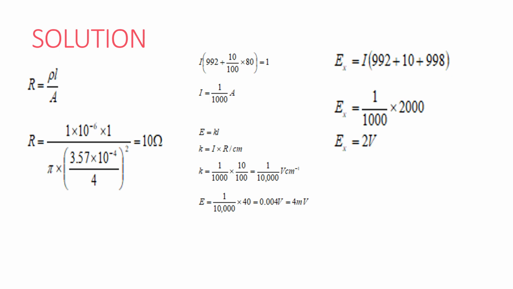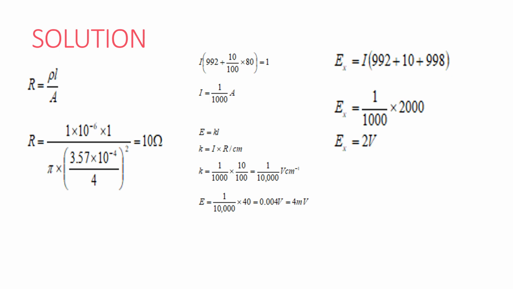That is now substituting the area of a wire. A wire is considered to be a cylinder, and therefore the cross-sectional area is pi d squared over 4, or pi r squared. So computing from a calculator, this value gives us 10 ohms. So we have calculated the resistance of wire AB.